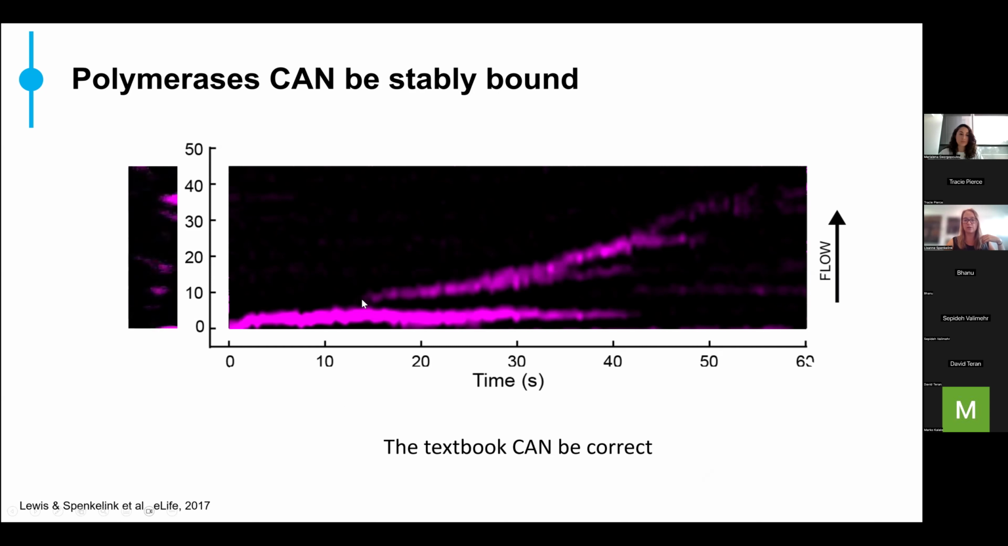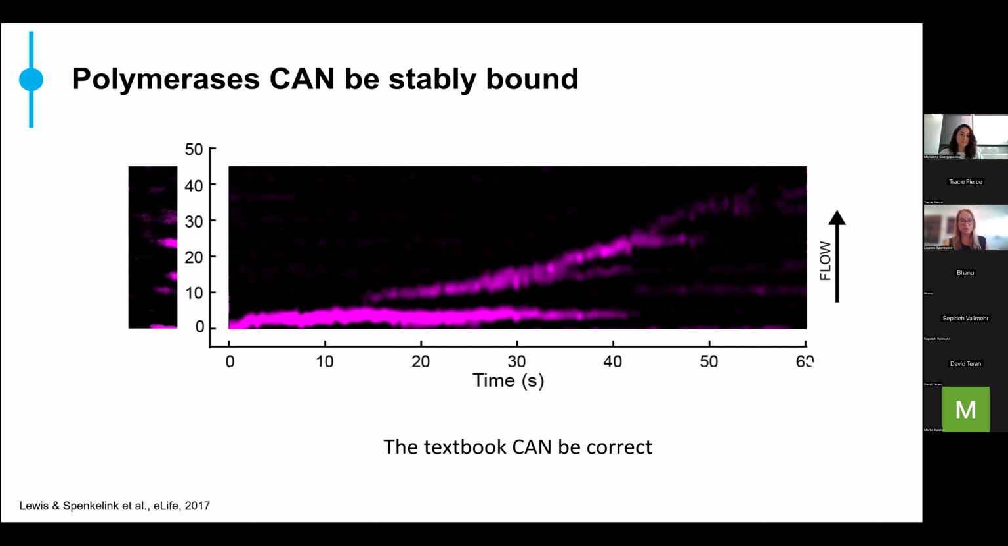And here you can see the corresponding kymograph of this movie. So that's all the frames of this movie put side by side. And what you see is that replication starts here, and the polymerases move with the tip of the DNA until eventually you see that signal disappear. And that is because the fluorophores that are on these polymerases photobleach.